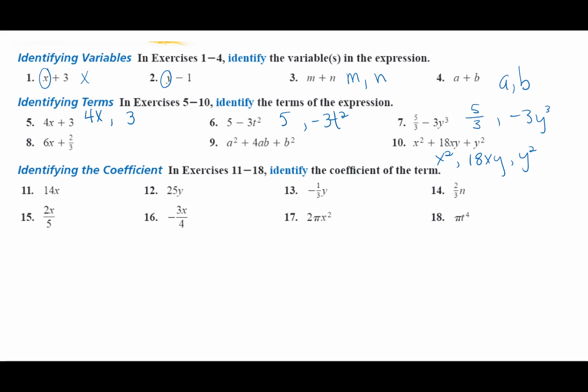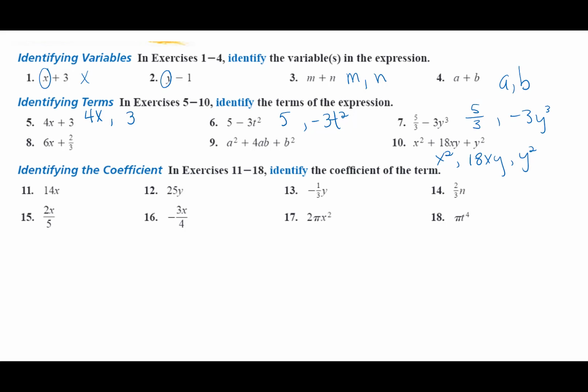Okay, take a look at questions like 11 through 18. It says identify the coefficient. So here are the words we've talked about so far. The word variable is a letter. Terms are the different parts of an expression separated by a plus or minus sign. An expression, I should go back and talk about that. An expression is a list of terms with plus or minus between, without an equal sign. As soon as the expression has equals 5 or equals 0, it switches over to being an equation.